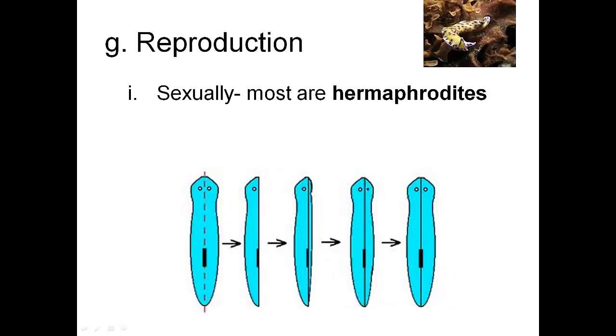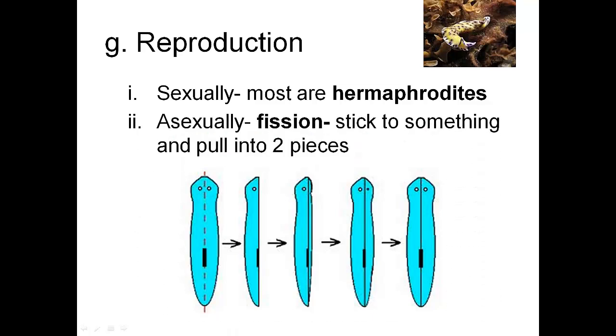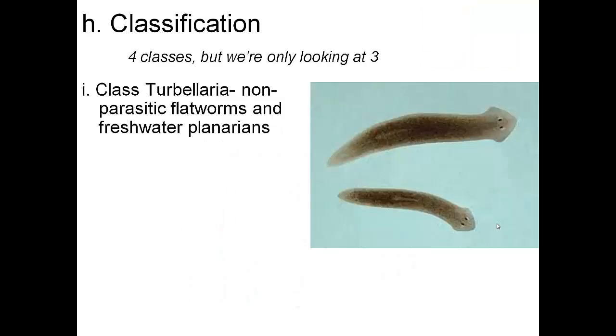How they reproduce? They can reproduce sexually as hermaphrodites, meaning male and female parts are both in the same organism. And some can also reproduce asexually by fission. Basically, they stick to something and then they pull into 2 pieces. Each piece becomes a new flatworm.